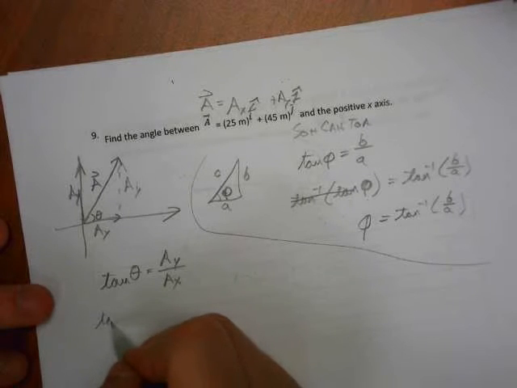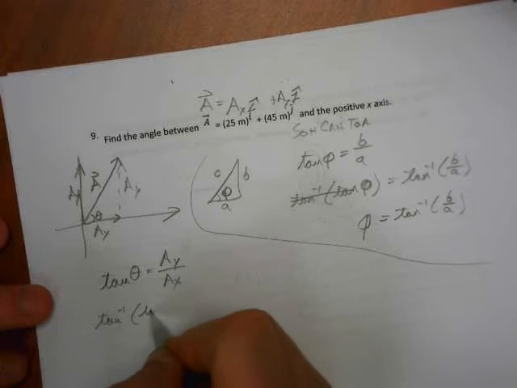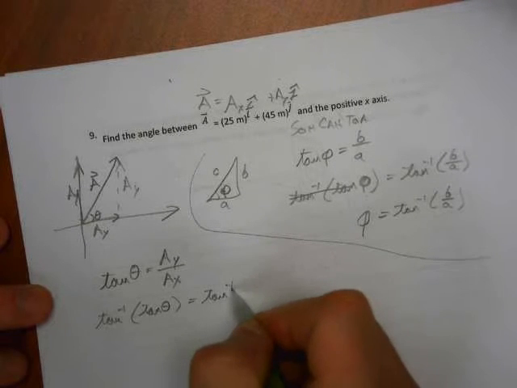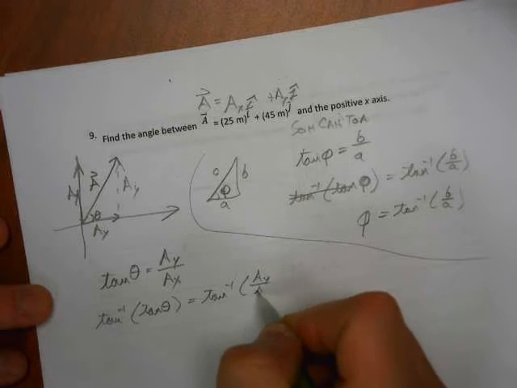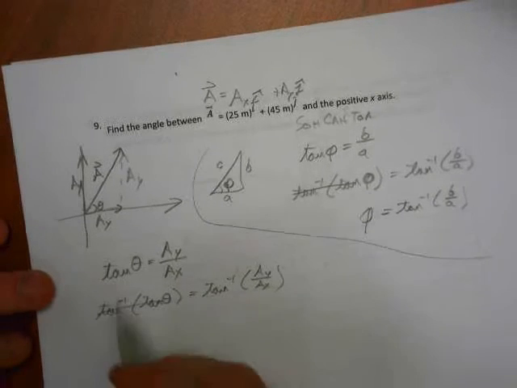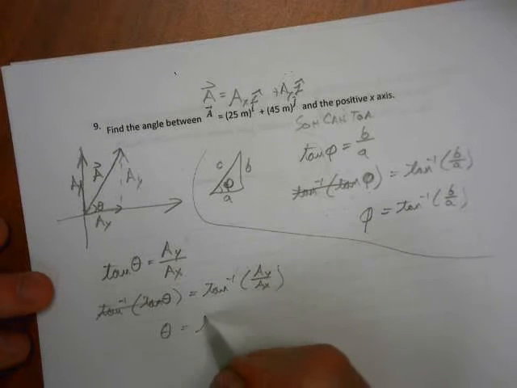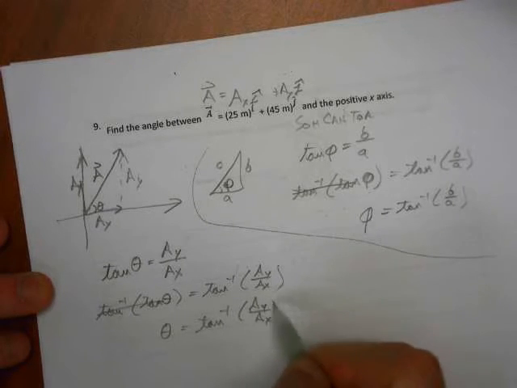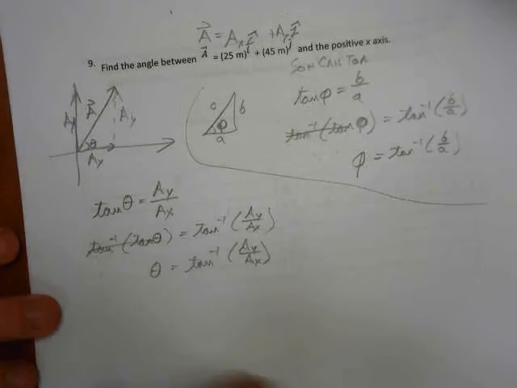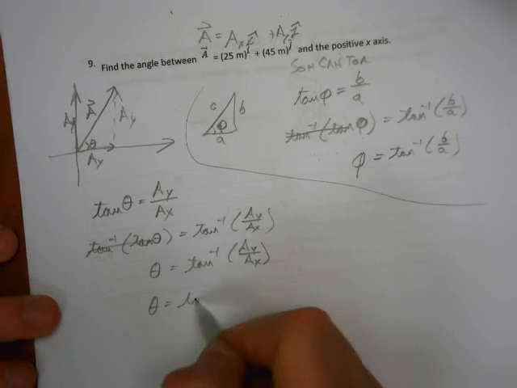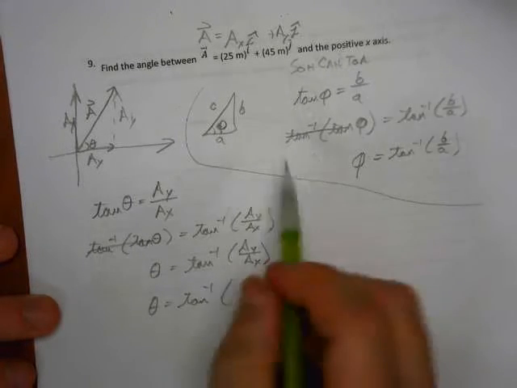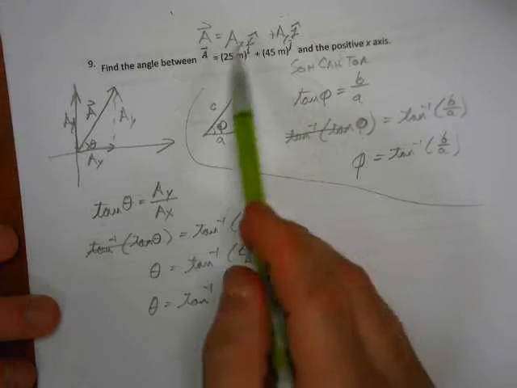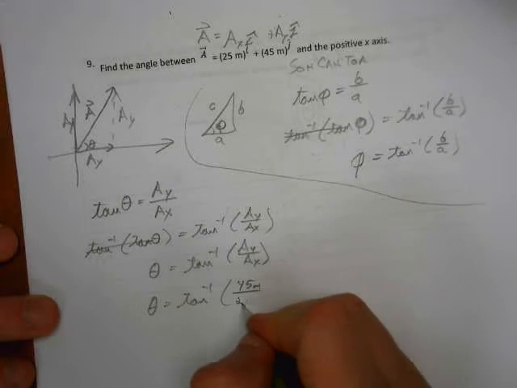And I can take the tangent inverse of each side. Tangents cancel out. Theta equals inverse tangent AY over AX. And now we can plug in some numbers. AY is 45 meters, and AX is 25 meters.